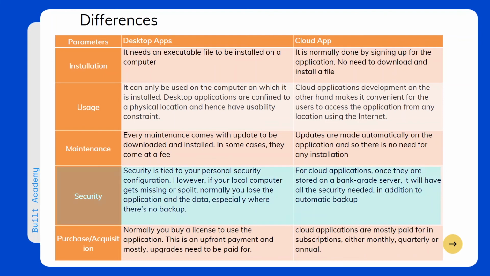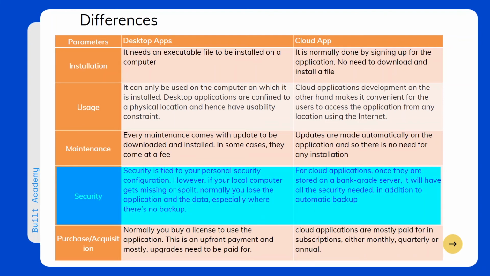With regards to security, security is tied to your personal security configuration when it comes to desktop applications. However, if your local computer gets lost or spoiled, normally you lose the application and the data, especially where there is no backup at all. But with cloud applications, once they are stored on a bank-grade server, they will have all the security needed in addition to automatic backup.